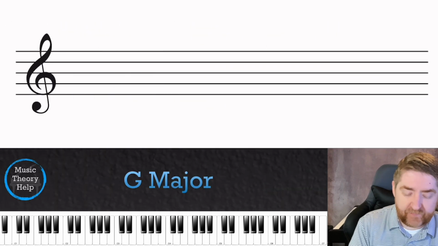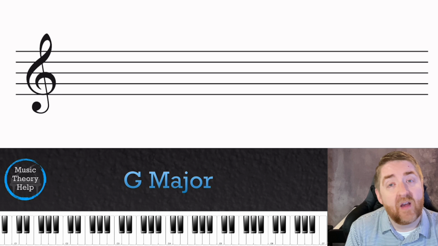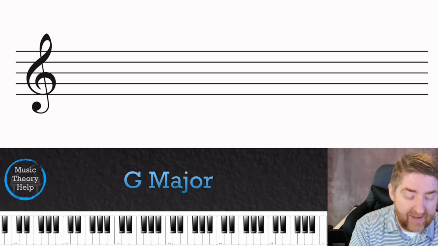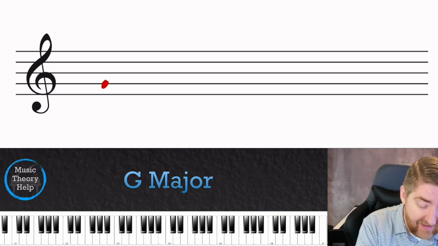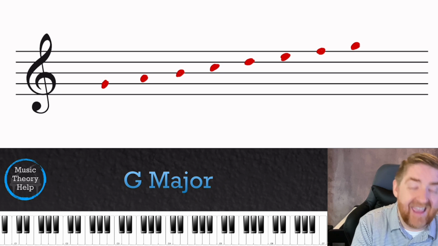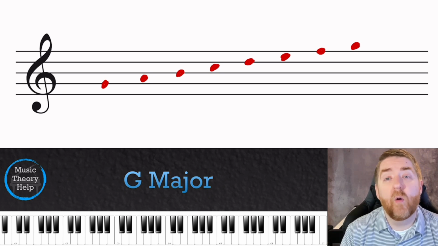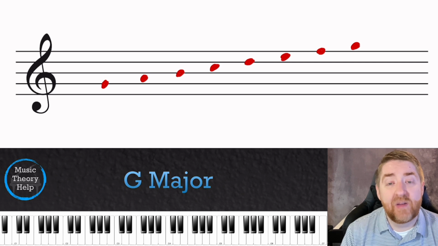Let's try it. Here's G major. Let's do our first step. We'll write 8 pitches on the staff in consecutive letter name order: G, A, B, C, D, E, F, and G, beginning and ending on the same pitch. Now we'll have to alter one or more pitches to make this a G major scale.